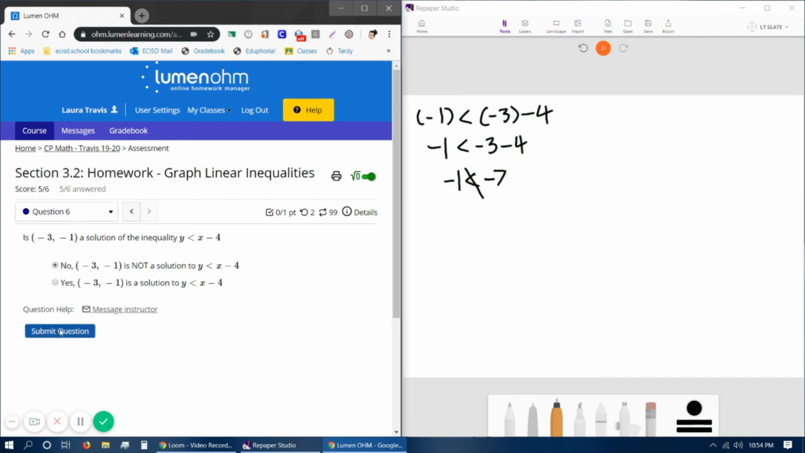This concludes section 3.2 homework, graph linear inequalities.